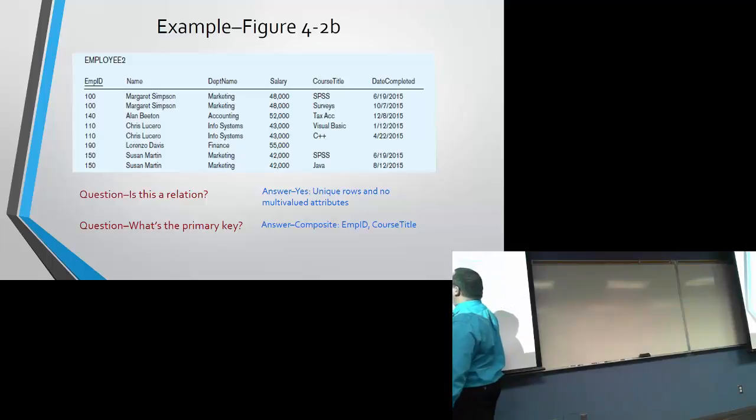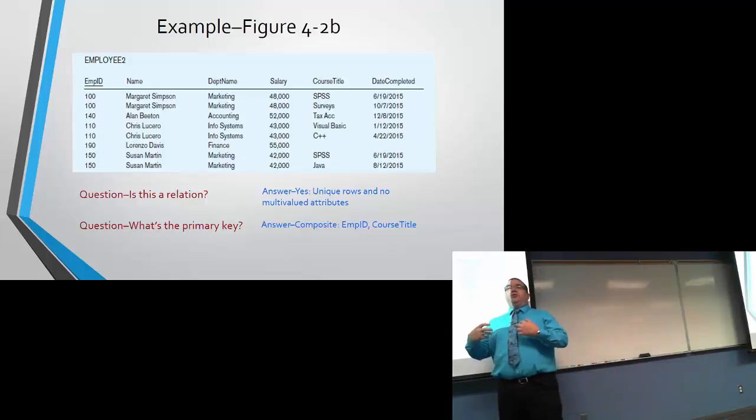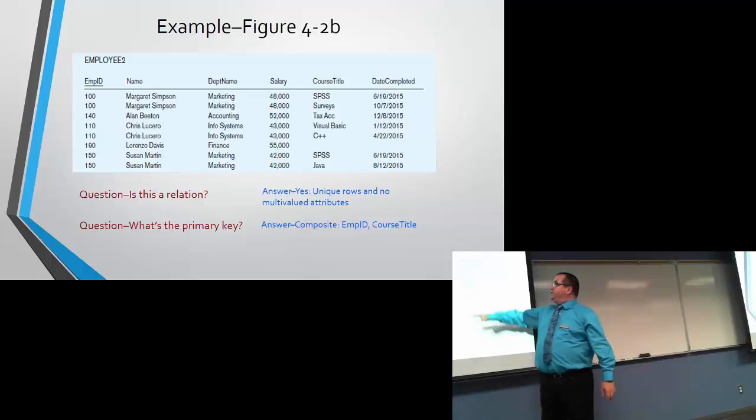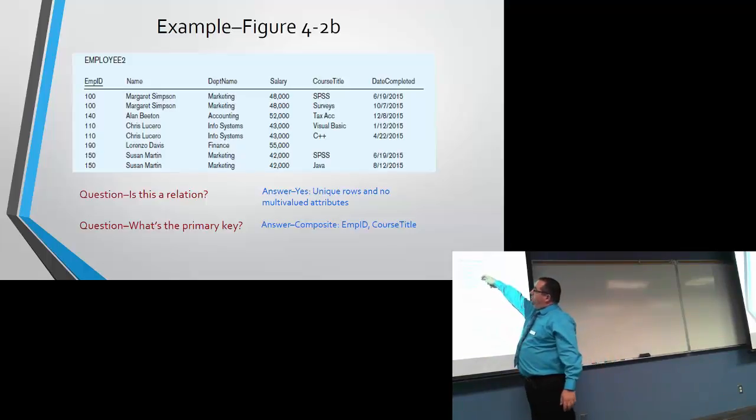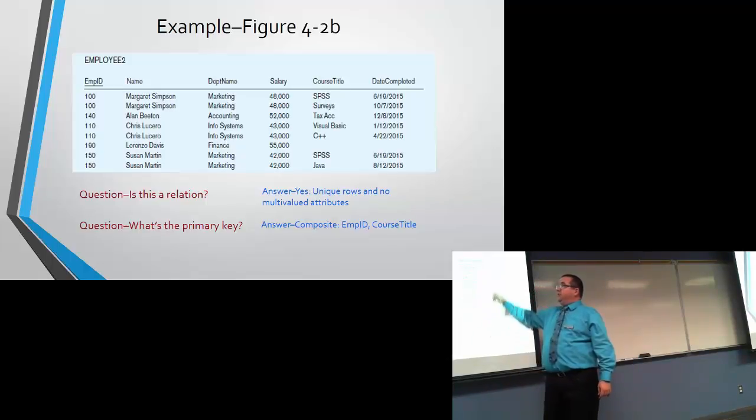But let's just say we were going to go and nuke Alan Beaton. Okay, Alan Beaton got walked out the door today. Suddenly we lose the fact that the accounting department existed. We also lose the fact that they took the tax accounting course. Thus, that's a deletion anomaly. It's very bad. The whole point of using a database server is to not lose data. But if you do something like this, we take Alan out back and dispose of him, we also dispose of the fact the accounting department existed and that he took tax accounting.